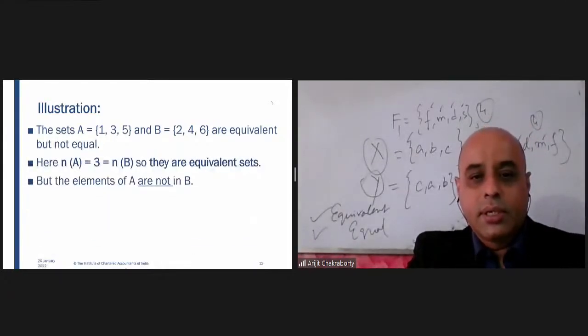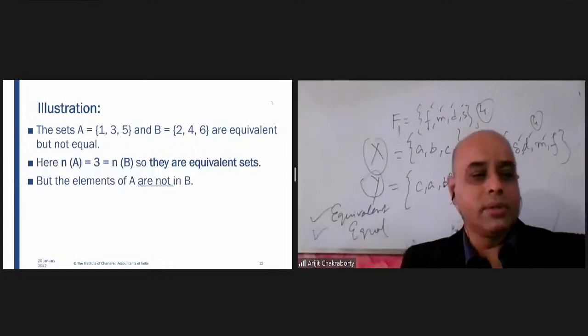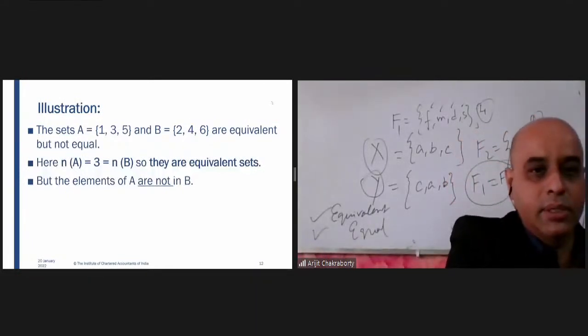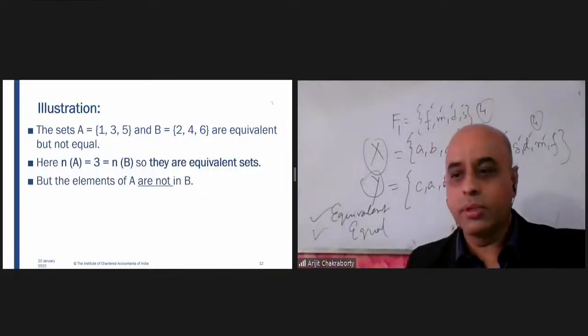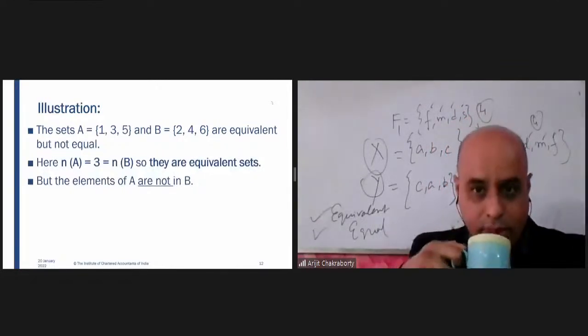So here, the elements of A are not in B. Here you can see sets A and B are equivalent. Why? Because they have the same number of elements. Both have 3 elements each, but are they really equal? No, because the same numbers are not there.